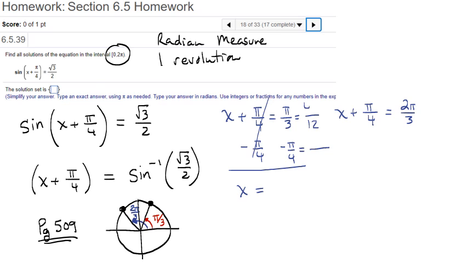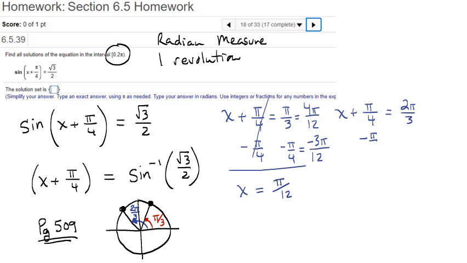Still need common denominators here to finish it off. So I guess I need a 12 anyways here. So 12, that would make 4 pi. 12 down here, let's see, 4 times that make negative 3 pi, and then 4 pi minus 3 pi makes pi over 12. There it is.